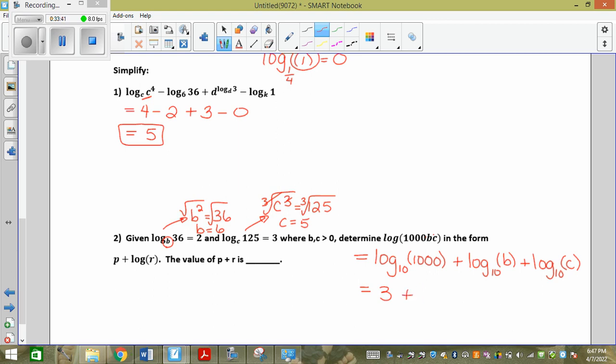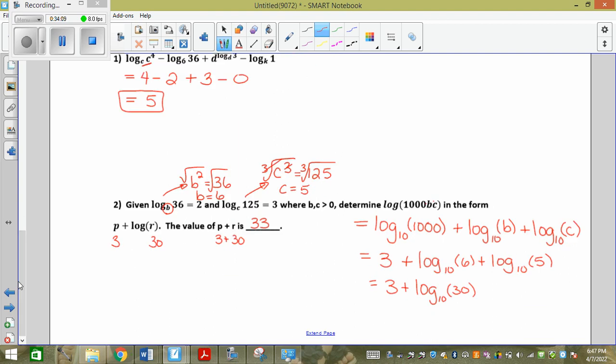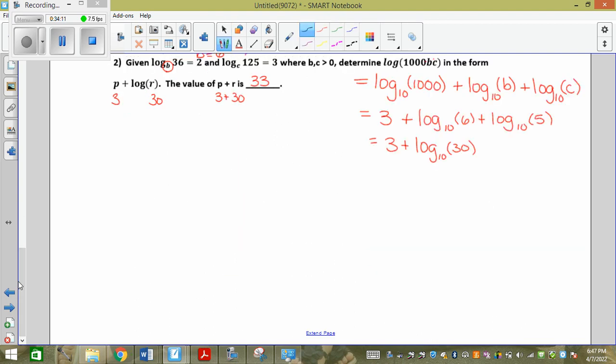So I'm going to go plus log base 10 of b, which is 6, plus log base 10 of c, which is 5, and then I can put them together. So I get 3 plus log base 10 of 30. So this is a little different than what we did before. I'll show you the one we did before. So p would be 3, and then r would be 30, and they want 3 plus 30, so my answer would be 33. What we did before was more like this.